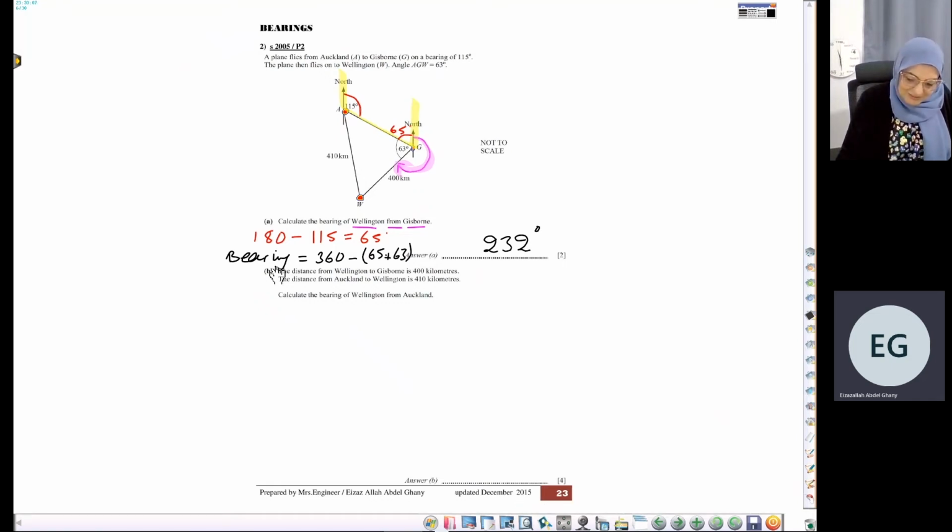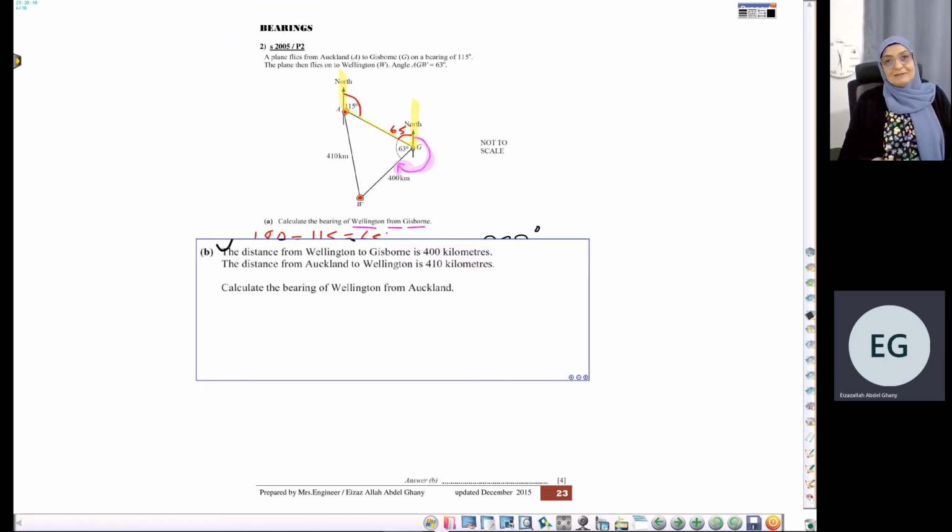Now the second question. You have to expect that not all the triangles are right angled. So we are not dealing with Pythagoras nor SOHCAHTOA, like this triangle, for example. Of course, we have to use then the sine rule that we explained in the previous video. The distance from W to G is 400 kilometers. It is shown here and written. The distance of Auckland to Wellington is 410 kilometers. It's written here and shown.